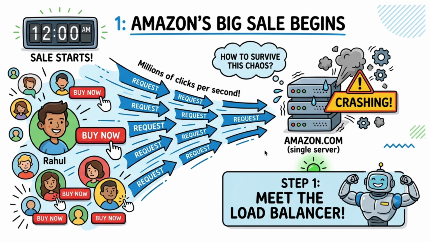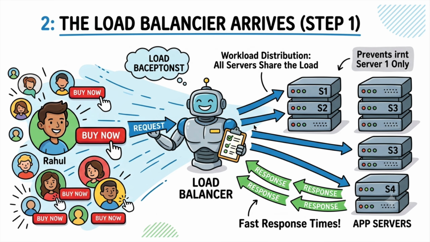So let's begin. Our customer Rahul clicks buy now. His request first reaches the load balancer. Notice something? It does not go directly to the application server. The load balancer acts like the receptionist of a huge office. Nobody enters the building without first talking to the receptionist. Its first job is simple: choose which server should handle Rahul's request.